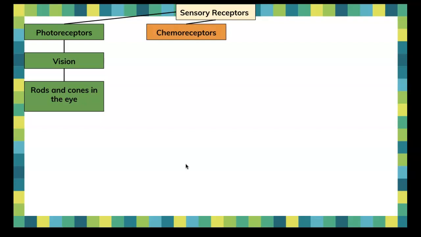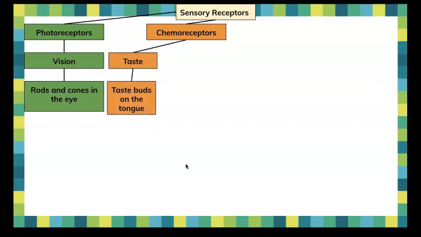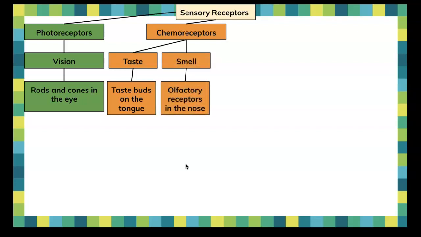We also have something called chemoreceptors. They're going to take in chemical energy. So we have a bunch of different examples like taste, which our taste buds are on our tongue. We'll take in chemicals from our food and we can interpret them as different tastes. We also have smell. Smell is these little receptors in our nose called olfactory receptors, which is a fancy name for smell.